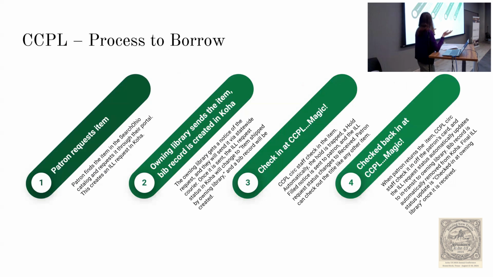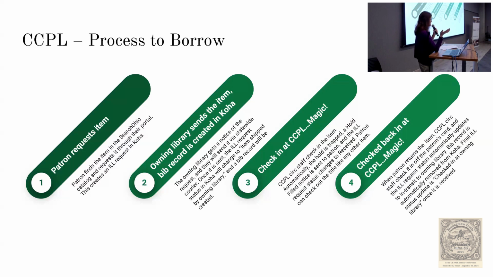And they find what they want. They request it through the portal. And at that time, an ILL request is created in Koha. So that's that manage ILL request in those rows that were in that portal. Next thing that happens is the owning library sends the item. So they check it out to us. A bib record is created in our instance of Koha. And then the status on that manage ILL request screen changes to item shipped by owning library.